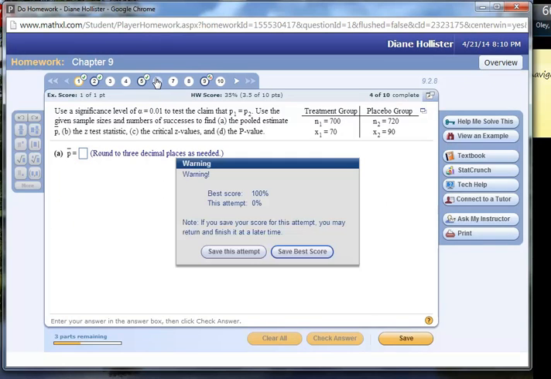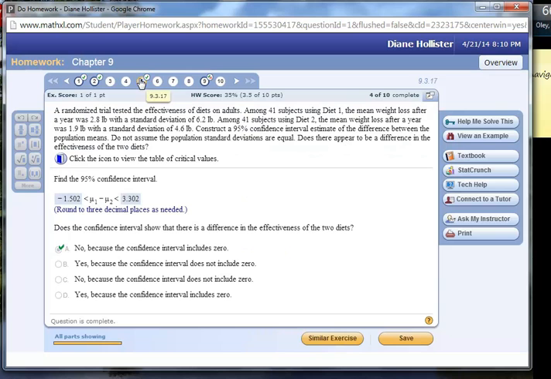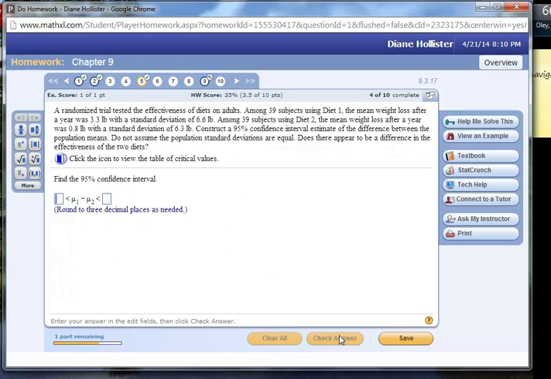Okay, we're going to take a look at a different type of question now. This particular question is about diets. There are 39 subjects used at diet 1 and 39 doing diet 2, and we have the weight losses. This particular question asks us to find the 95% confidence interval estimate of the difference between the two population means.